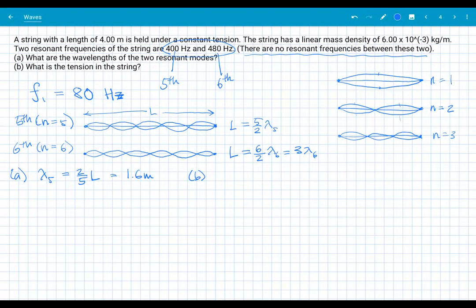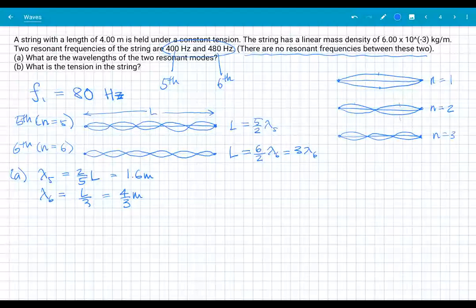Part B, oh no, I'm sorry, we're still on part A. Lambda 6 is equal to L over 3, which is going to be equal to 4/3 meters. Okay, so that's answering part A.